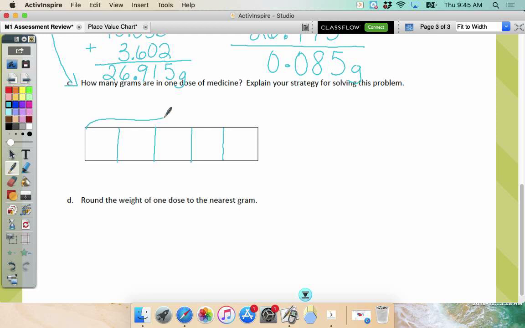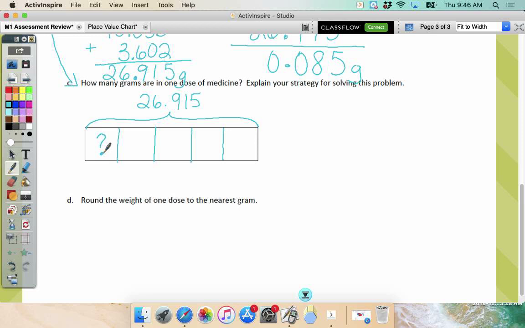Do I have a total amount of medicine? Yes. This is confusing, but which one is it? It's 26.915. So if you can just remember to take your total, bring it right down, that might help. Okay, and where does my question mark go? In the first box. We got to know 1 dose, okay?